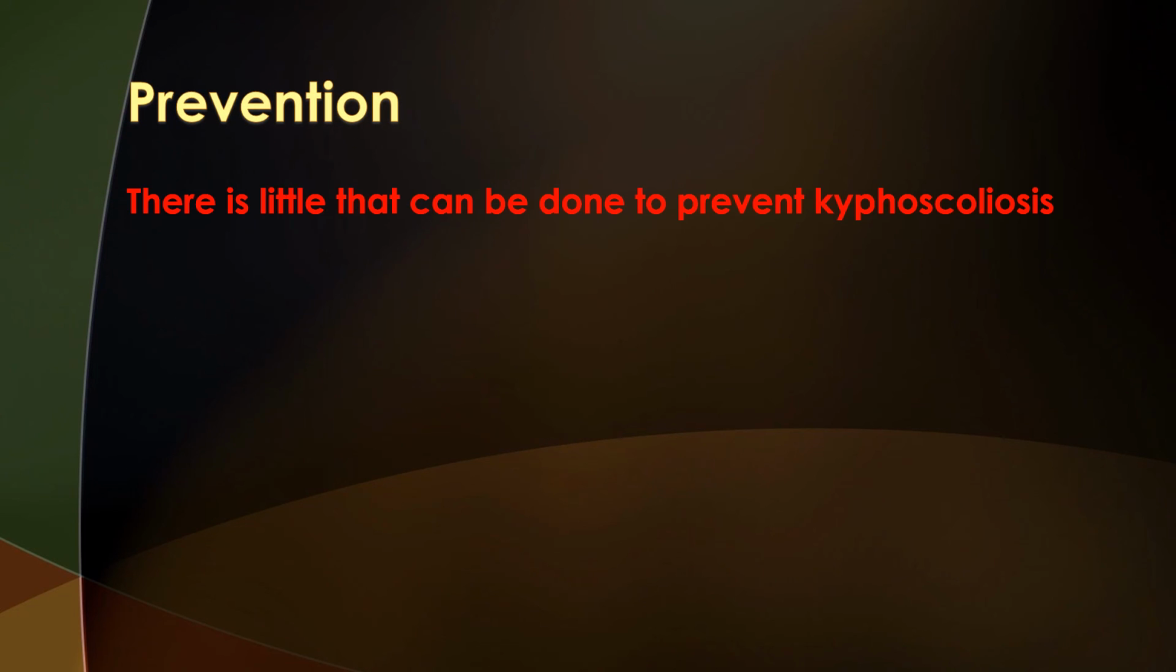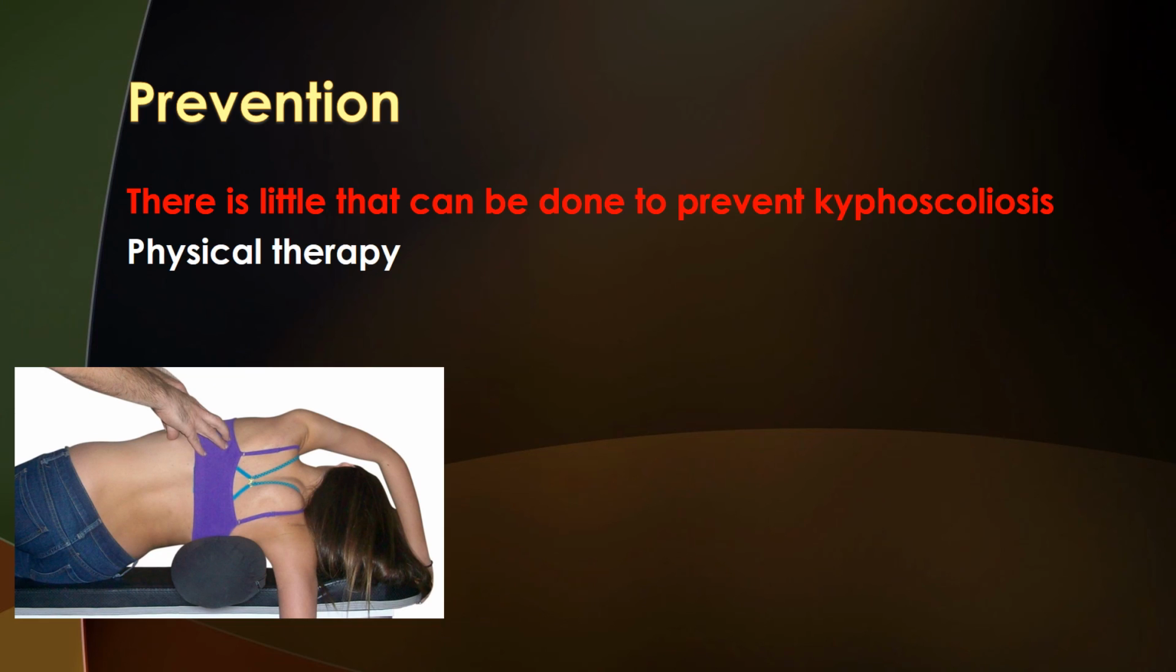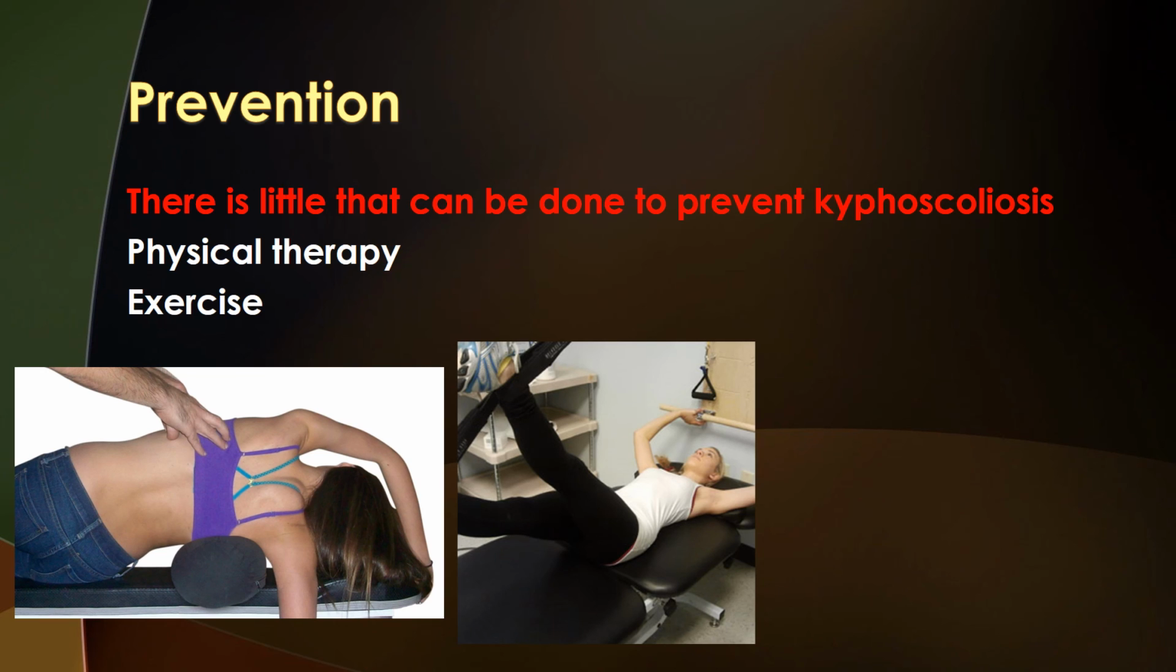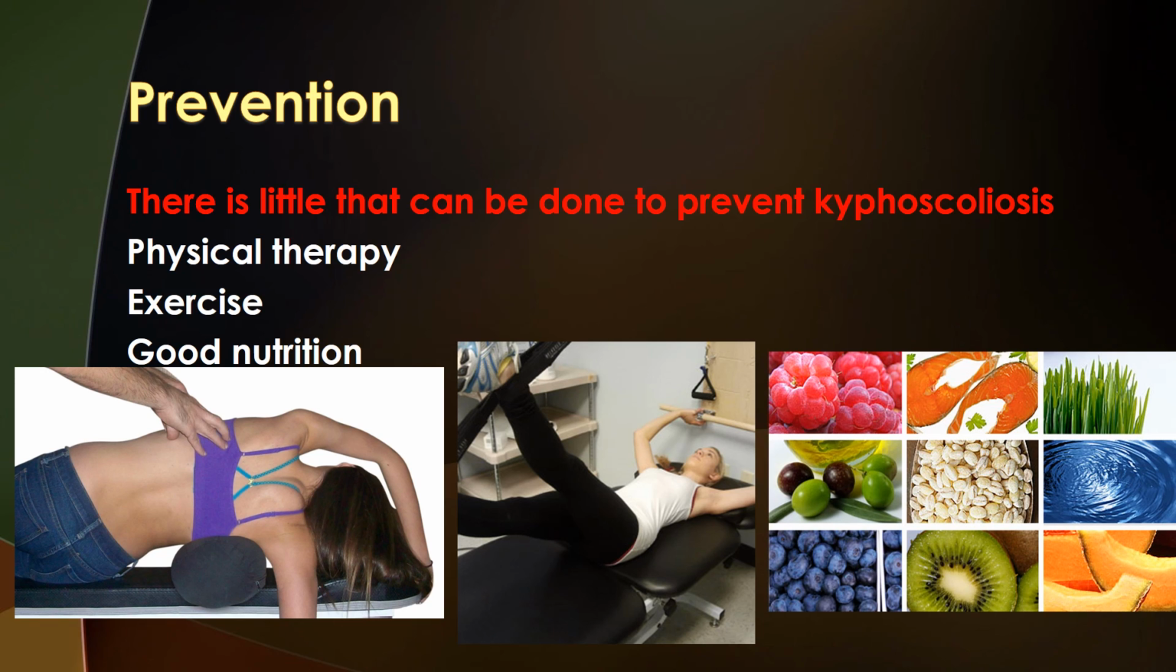Prevention. There is little that can be done to prevent kyphoscoliosis, although early diagnosis and intervention are beneficial. There is physical therapy that provides flexibility, stronger muscles, and pain relief, but it cannot prevent or correct the curvature of the spine nor the progression. Exercise is important for general health and strength, but it doesn't prevent or slow the development, it just helps to maintain range of motion. Good nutrition is also important for general health, but there are no specific dietary foods that have been shown to control the progression.